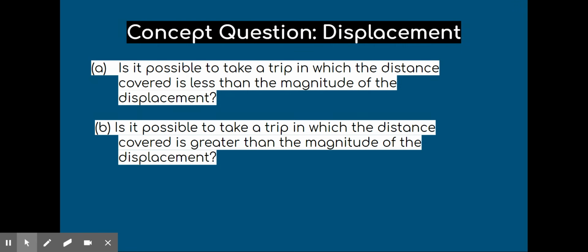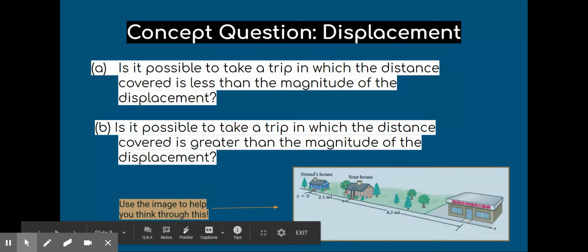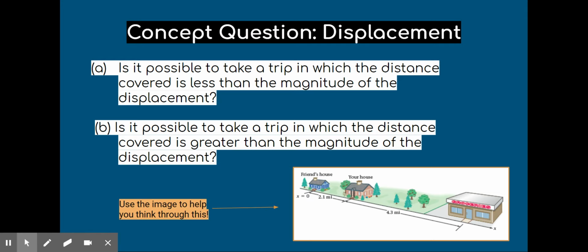Okay, so let's take a moment to consider this question. Is it possible to take a trip in which the distance covered is less than the magnitude of the displacement? And on the other hand, is it possible to take a trip in which the distance covered is greater than the magnitude of the displacement? So go ahead and use this image, and I want you to pause the video to think about your response and hit play when you're ready. And if you really just don't know what to do here, go ahead and keep watching.